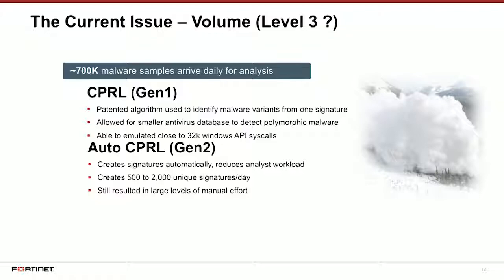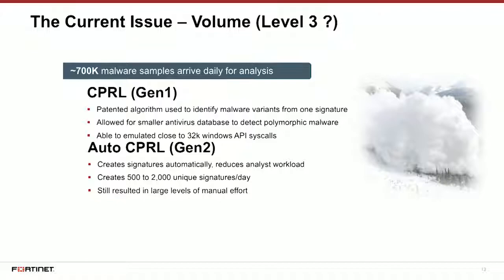It does this because it is able to emulate 32,000 Windows API syscalls. So as the malware is traveling, the FortiGate is able to look at the packets, reconstruct the packets, and once the packet is reconstructed in memory, do a virus check, okay? Even if it's zipped or password protected. But even so, that was not enough.